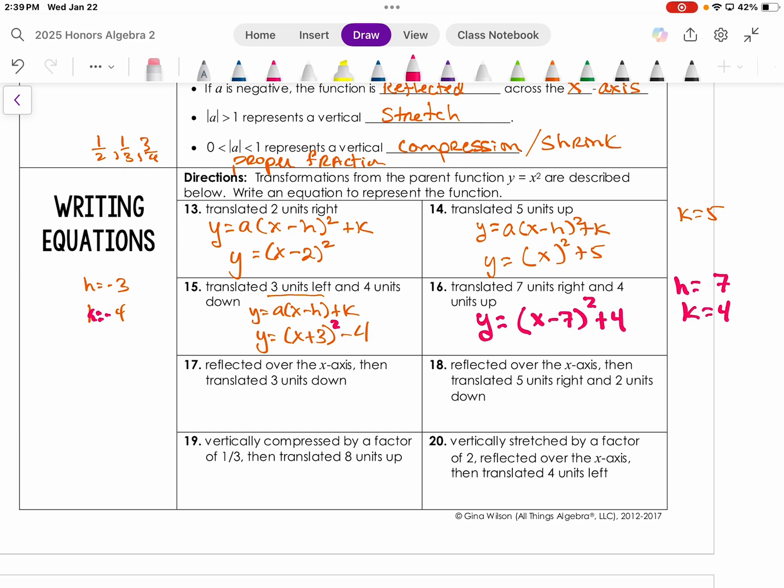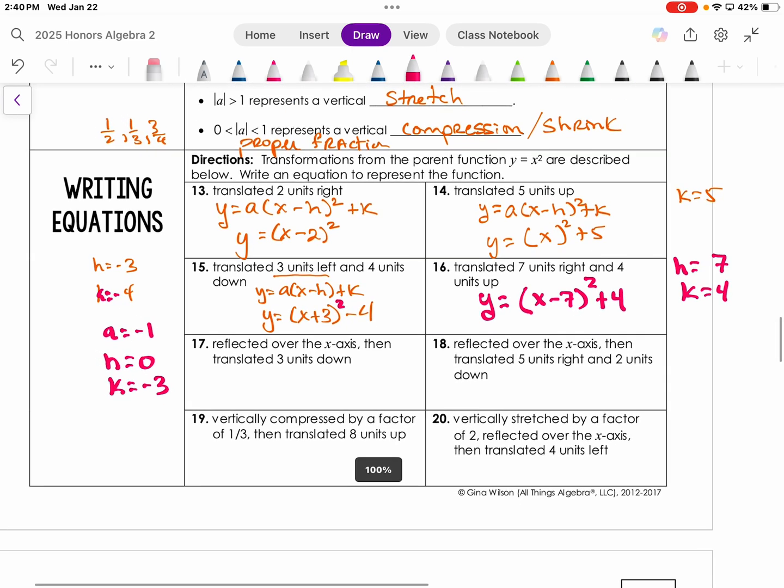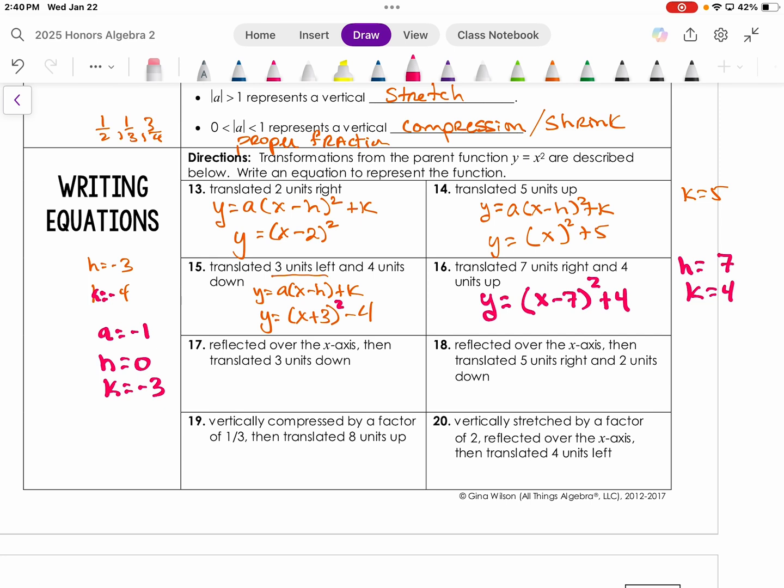Number 17, I'm reflecting over the x-axis and translating down. So my h technically is 0. I went down, so k is equal to negative 3. And my a is a negative 1. It's a negative value because, again, it said I reflected over the x, which means it needs to be negative. I can just use a negative sign, or I can use a negative 1 if I want to fill in. So as I take the vertex form, I have y equals negative 1 parenthesis x, and then squared, and then minus 3.